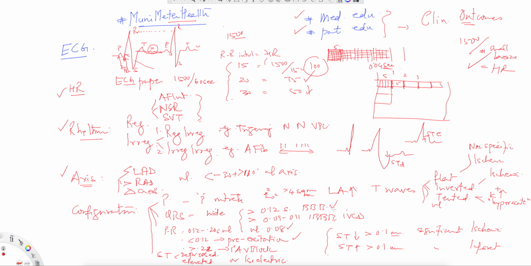So ST depression below 1 millimeter is considered as ischemia, and ST elevation more than 1 millimeter is considered as infarct.